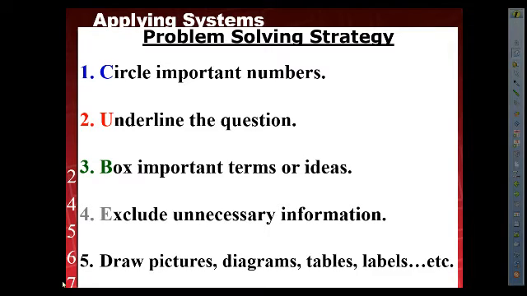So our acronym is CUBED. For the purpose of today, we're going to use this acronym. So write this example down. Like I said, you don't have to write this down because you already have it. All right, here it goes. Example 1.